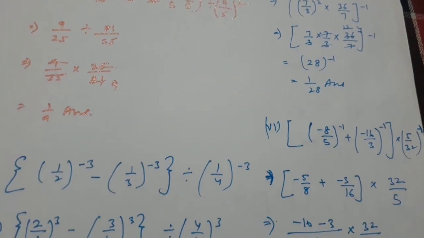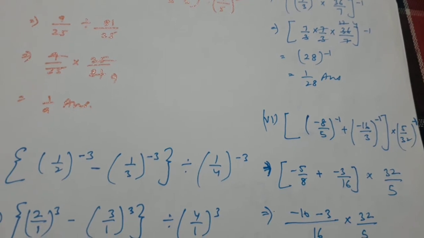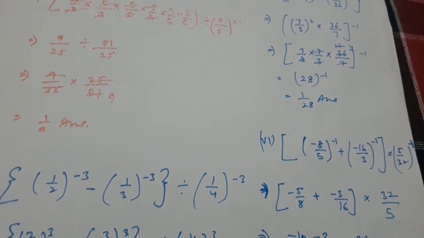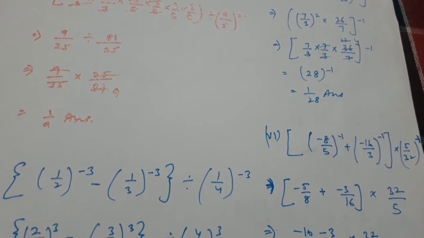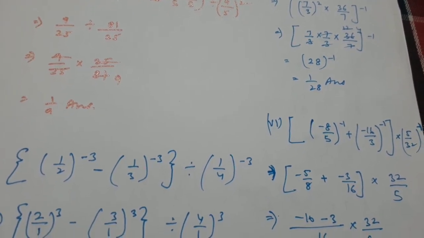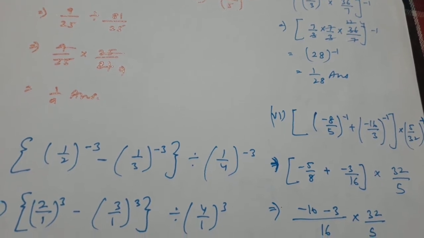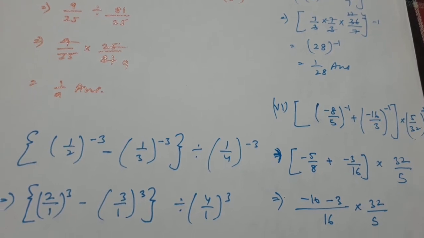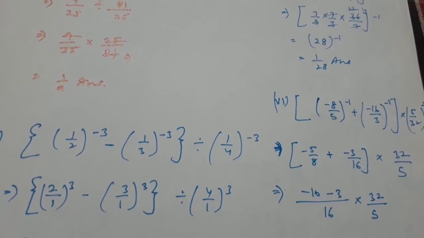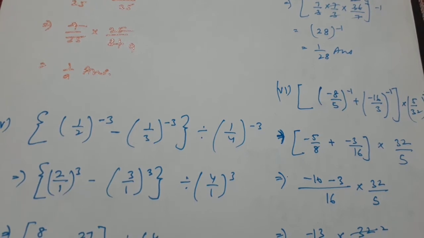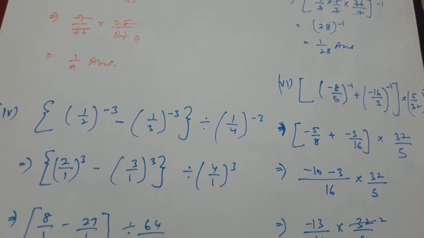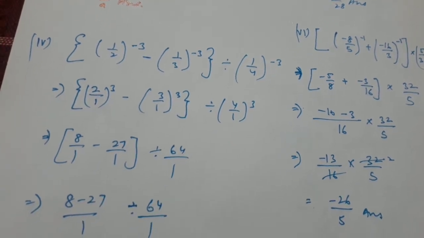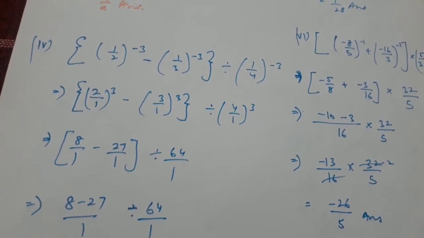In the sixth part, we have been given ((minus 8/5) raised to the power minus 1 plus (minus 16/3) raised to the power minus 1) into (5/32) raised to the power minus 1. First remove the negative sign from the powers as (minus 5/8 plus minus 3/16) into 32/5. After having the LCM, we will come out with (minus 10 minus 3)/16 into 32/5. After cancellations, we will come out with the answer minus 26/5.